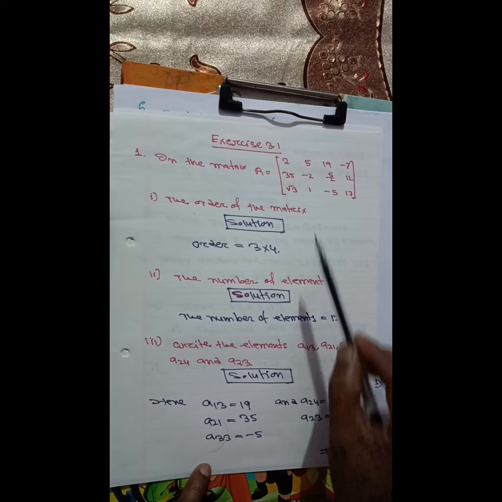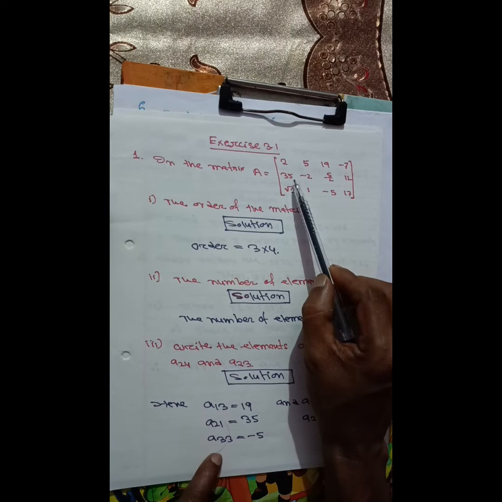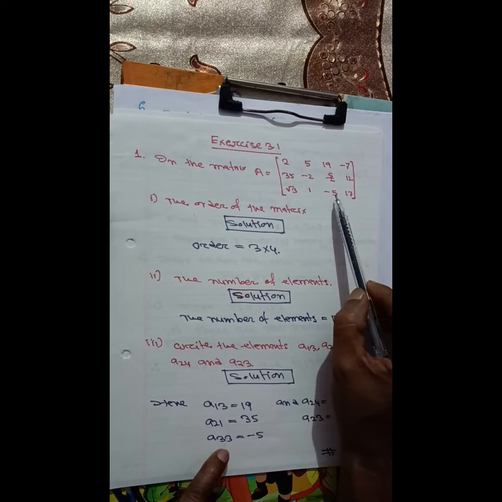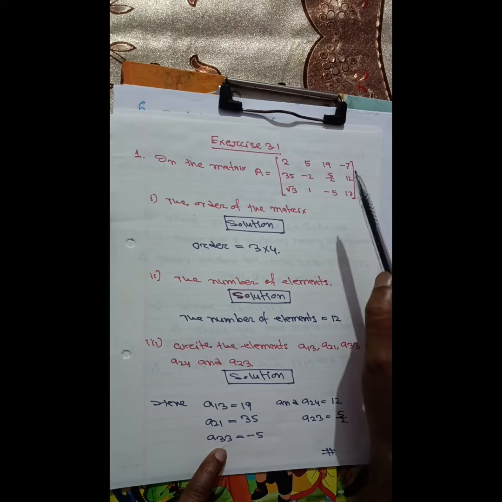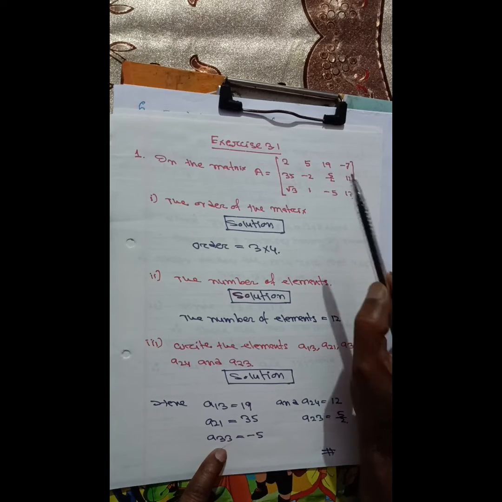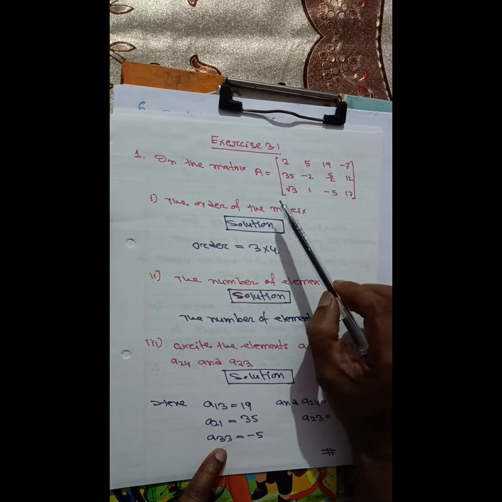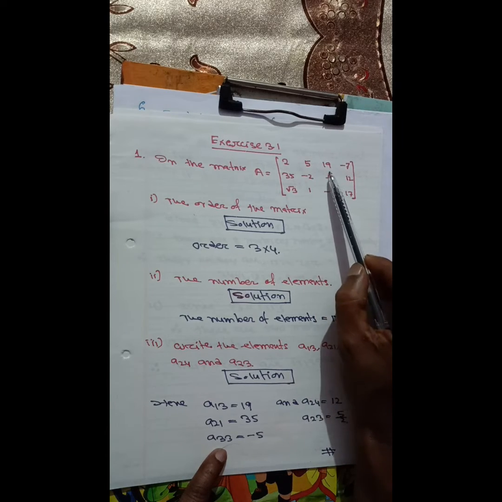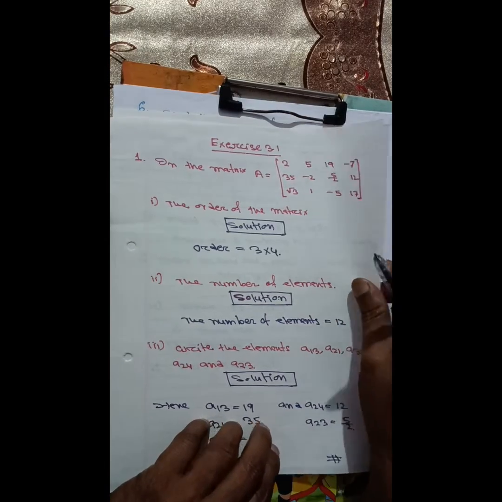Similarly, A21, that is second row, first column, is equal to 35. A33, that means third row, third column, is minus 5. Similarly, A24, that means second row, fourth column, is 12. And A23, that means second row, third column, is 5 by 2. That is a very simple question.